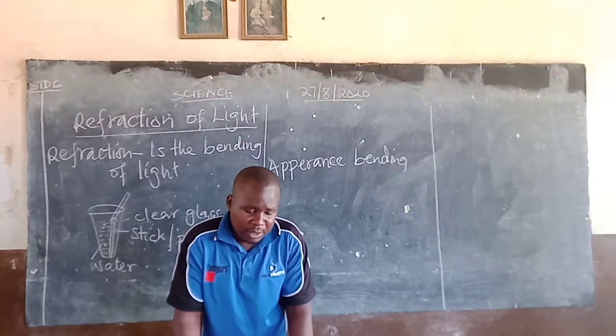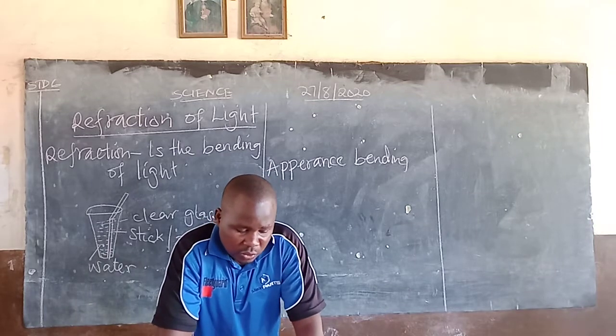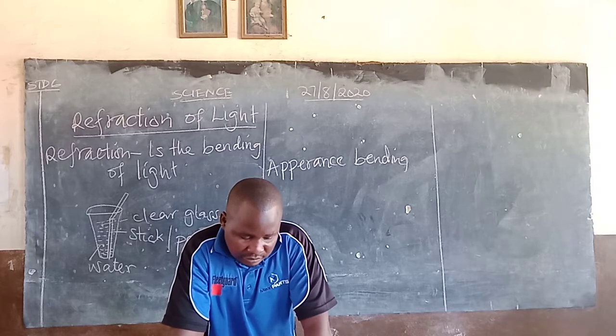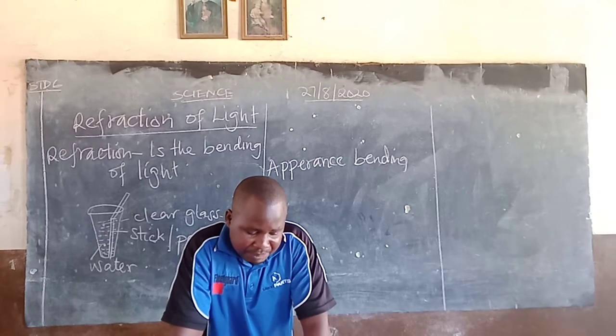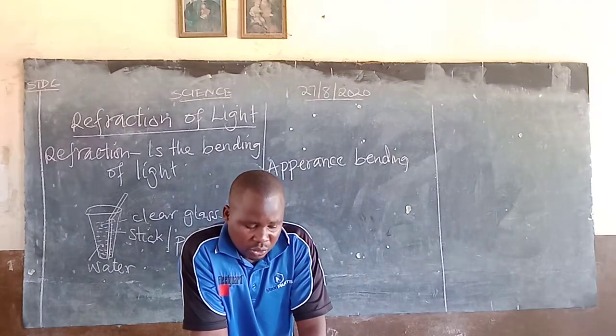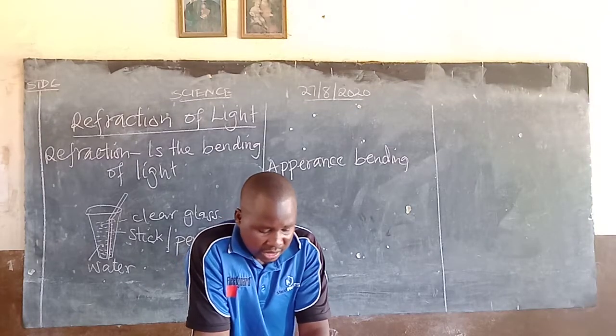Now the floor of the swimming pool and the bottom of a glass of water appear raised on a sunny day due to the refraction of light. Now we realize that this happens most.